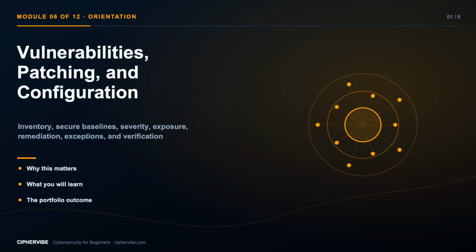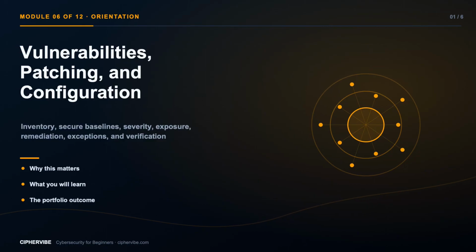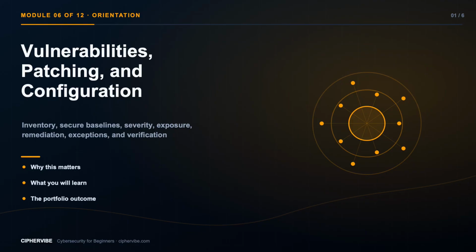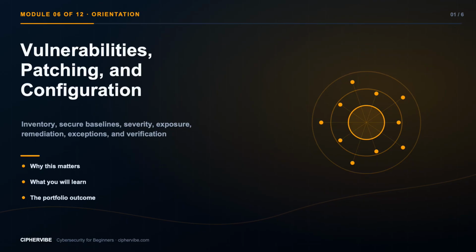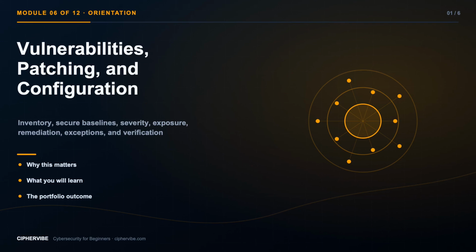Vulnerability management is a continuous process for discovering weaknesses, prioritizing meaningful exposure, fixing safely, and proving the condition is gone. A scanner finding is evidence to investigate, not an automatic statement of business risk.